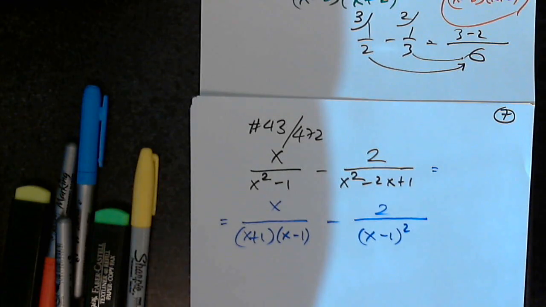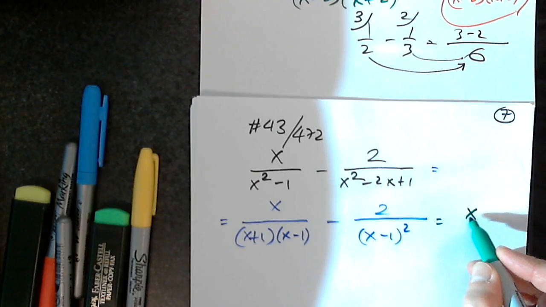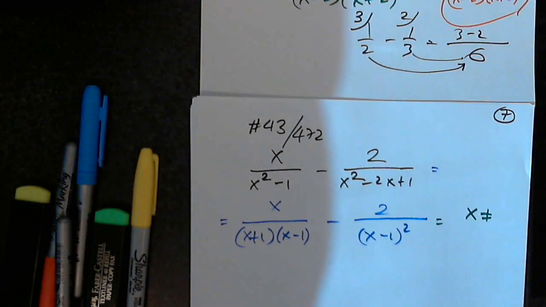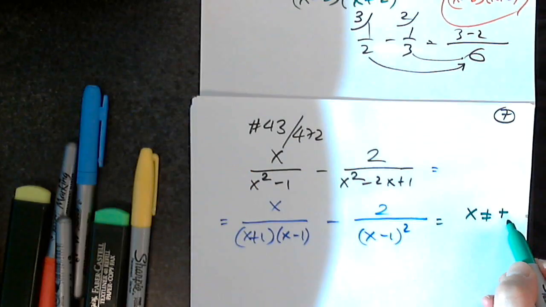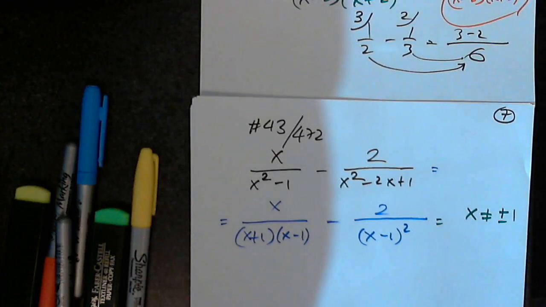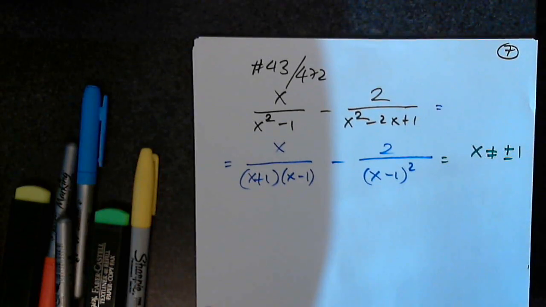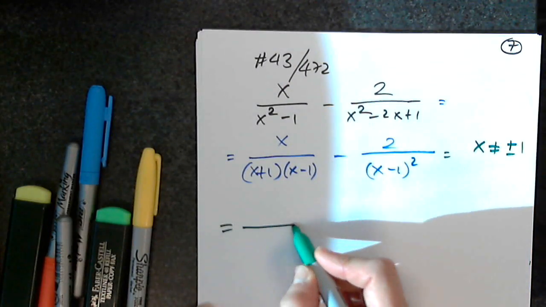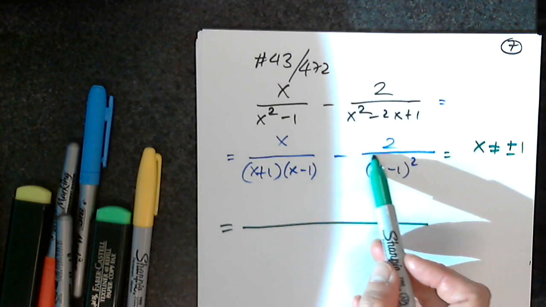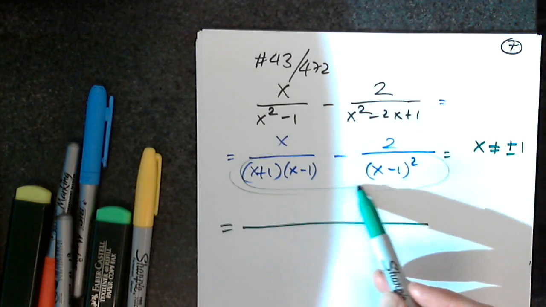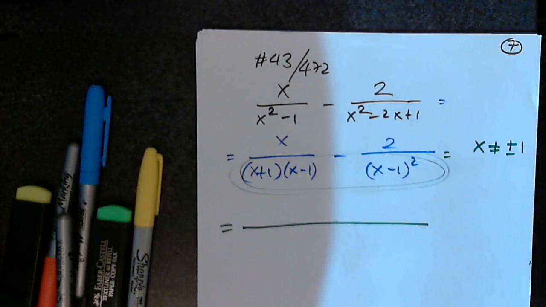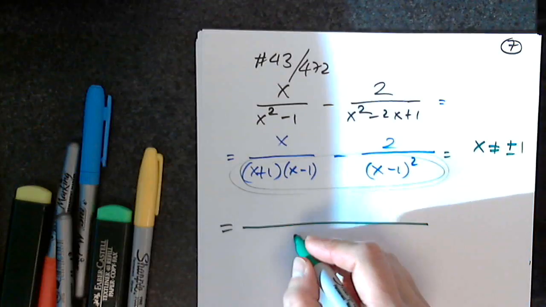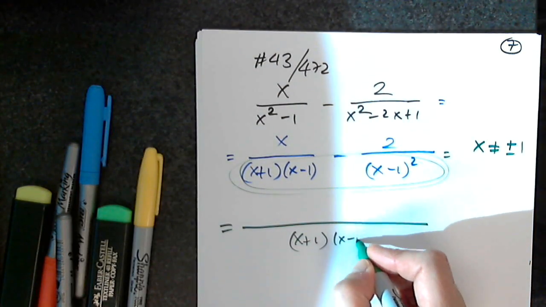Okay, so now can anyone give us the restrictions for this problem? I have to state them right here, right now. Good, very good. Then the next step would be how many different factors I see here. How many different factors I see there? 2. Both have to be in the least common denominator.